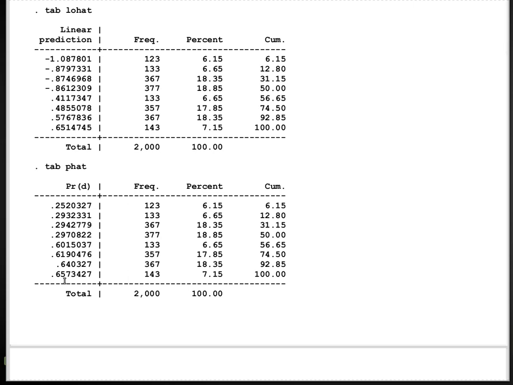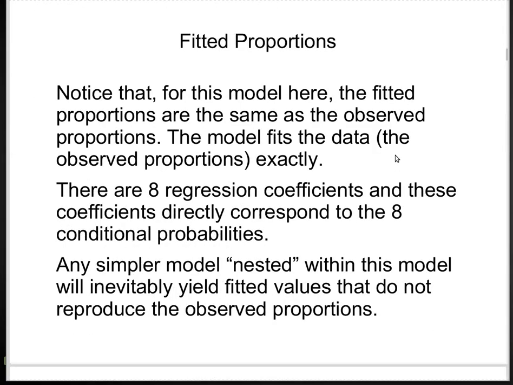There they are. Now, if you go back to that table of the observed proportions, you will see that these numbers, these fitted values, are identical to the observed proportions. So the fitted values from the model are the same as the observed proportions. There are 8 regression coefficients here, and these coefficients can be used to construct 8 conditional probabilities.